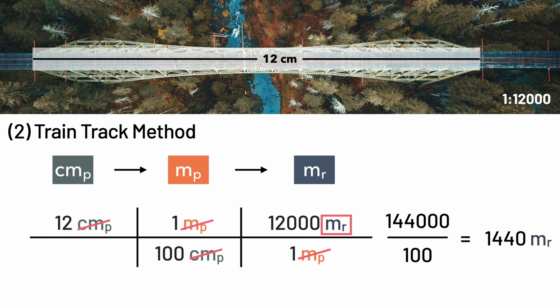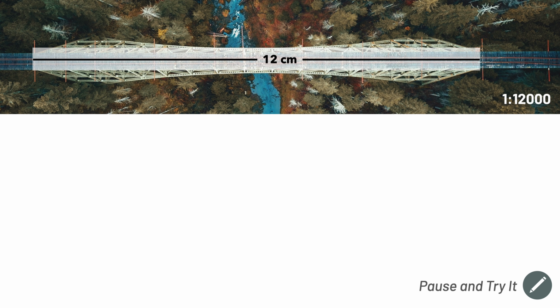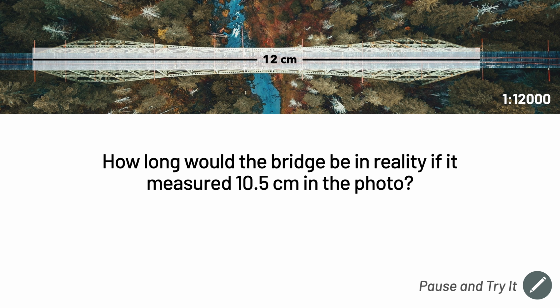Now you have two different methods for solving unidimensional problems. Pause the video and try it yourself. Calculate how long the bridge would be in reality if it measured 10.5 centimeters in the photo. Thanks for trying. You should have gotten 1,260 meters.